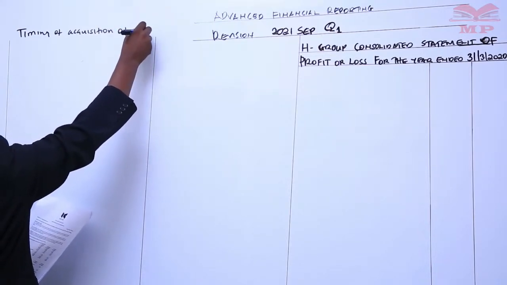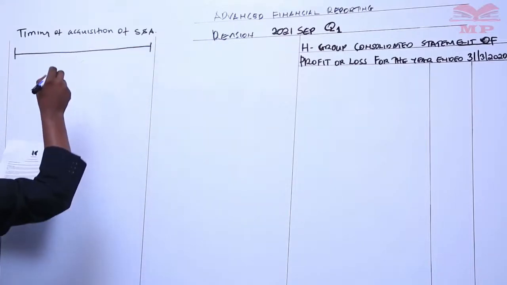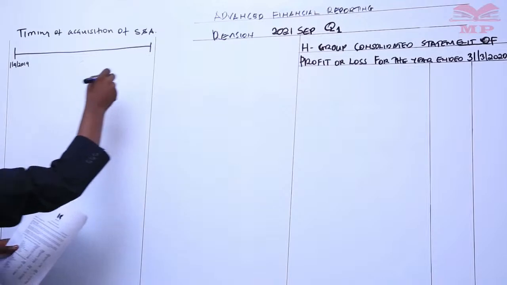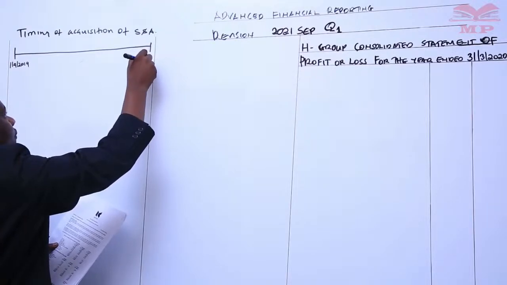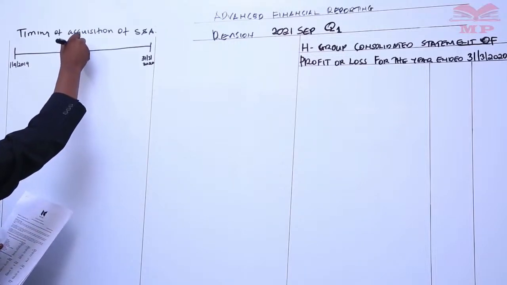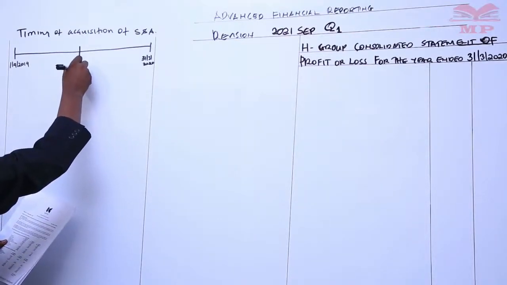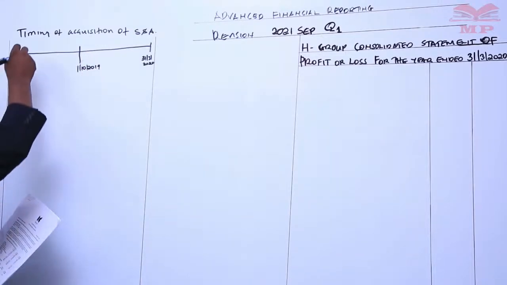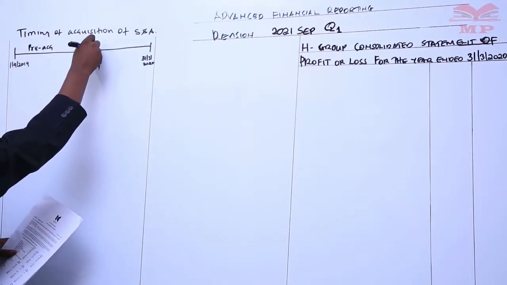Of S and A. So we draw this. The year begins on 1st April and ends on 31st March 2020. When is the acquisition taking place? On 1st October 2019. This is pre-acquisition, and this is post-acquisition.